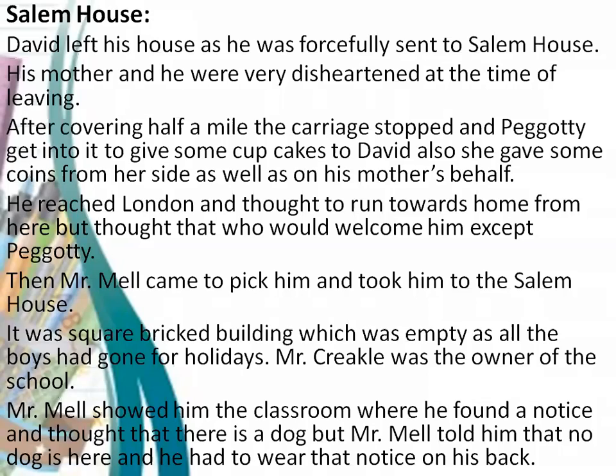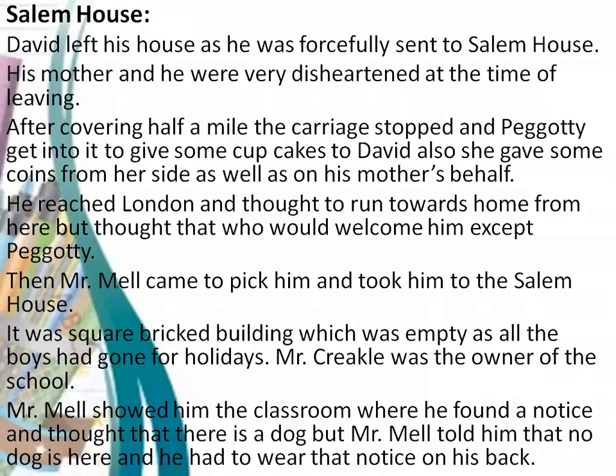Means Peggotty gave 3 coins to David, and 2 more coins were there in the purse, shinier and larger than the other coins, folded in a bit of paper, and on the paper it was written in his mother's writing the words "for Davy with my love." Because Clara was not able to express her feelings towards David, that's why she folded 2 coins, wrote something there and gave it to Peggotty to give to David.